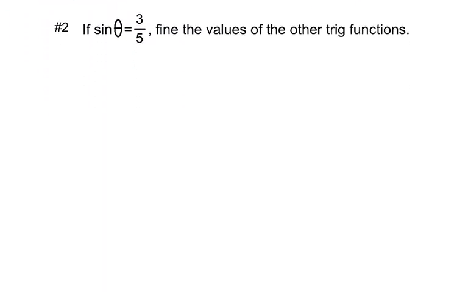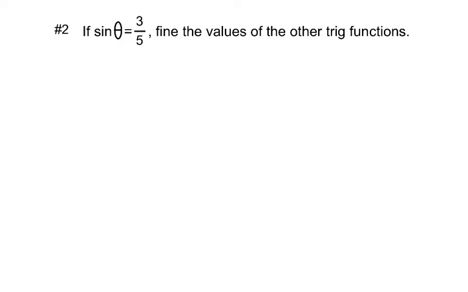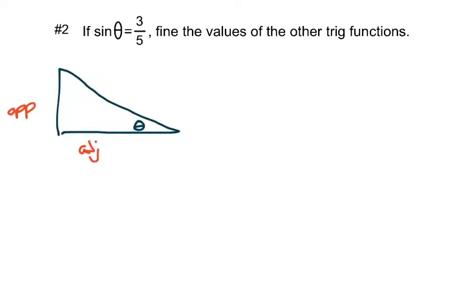Alright, this next one here is not giving you a picture, but it's giving you a setup. They're saying that if we have theta, for instance, right here, and our opposite side is here, adjacent here, and hypotenuse here, and sine is opposite over hypotenuse, we have a 3 for the opposite side and a 5 for the hypotenuse side. So we're kind of standing here, and that's where all this stuff is.